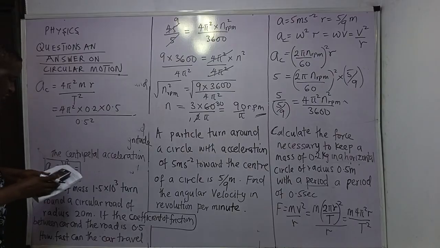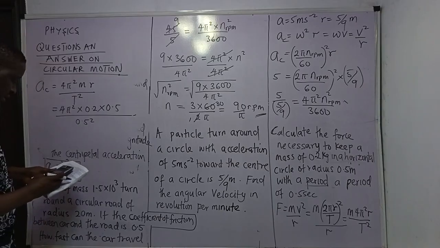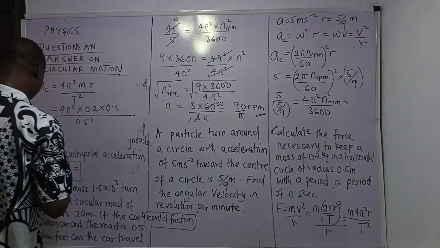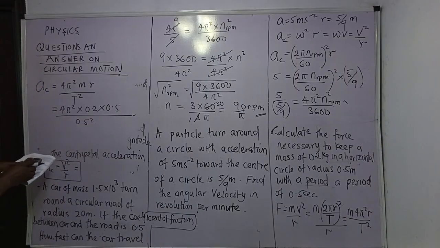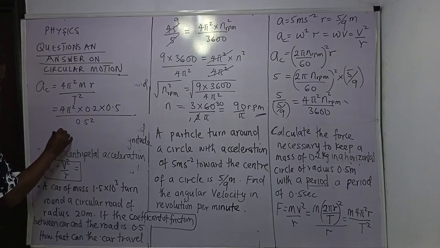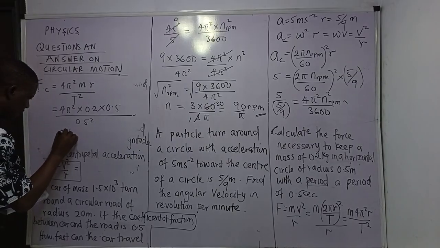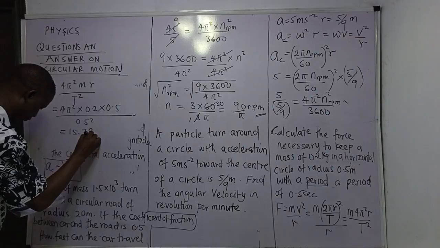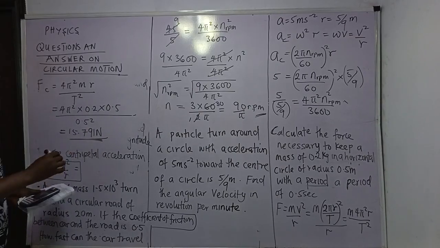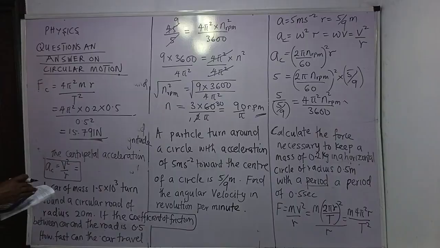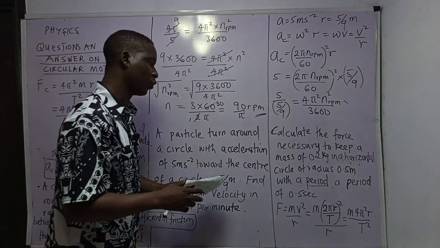So this one will now give us the final answer. 4 into pi square times 0.2, which is mass, times 0.5 radius. You know, one of these radius has cancelled one of the other. Please, those of you that don't understand that, plus 0. Divide by 0.5 square. So I want to have it as the centripetal force. That will give us 15.791 Newton. So we have calculated the necessary force that will be required to keep the body in that horizontal circle.